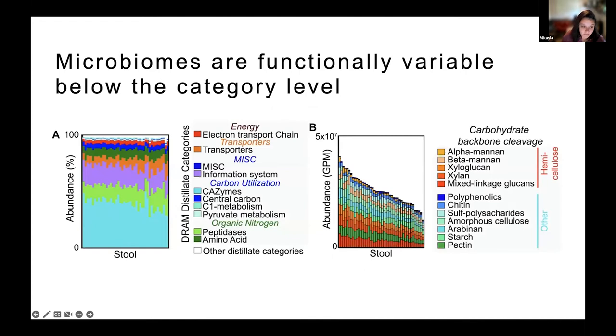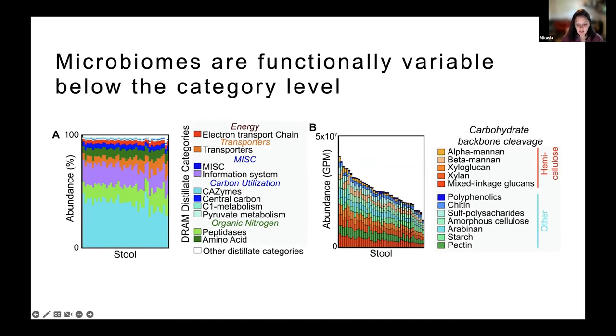If we look at something like the CAZyme profile, we can see that they are actually pretty variable across humans. What I'm showing you here, panel A, is the different energy metabolism levels that are in DRAM. This is what comes out in the distillate: energy, transporters, miscellaneous, information systems, carbon utilization, different types of carbon utilization, and organic nitrogen. And then there are other distillate categories.